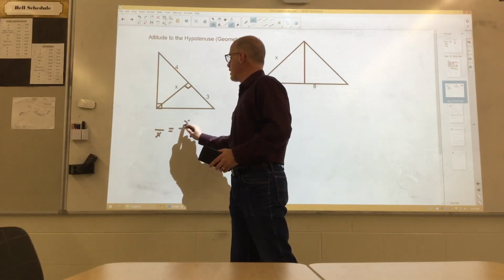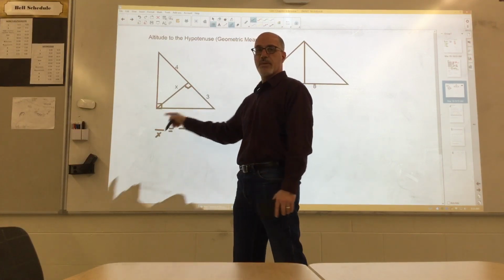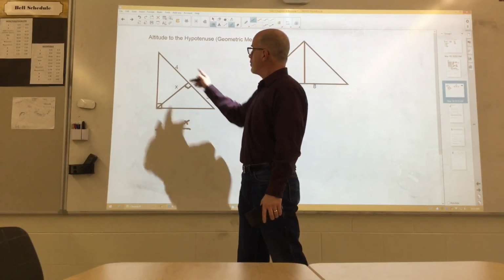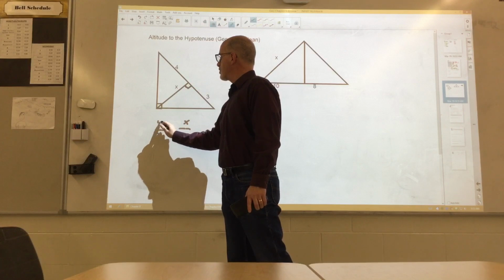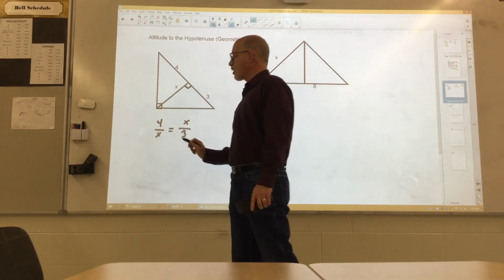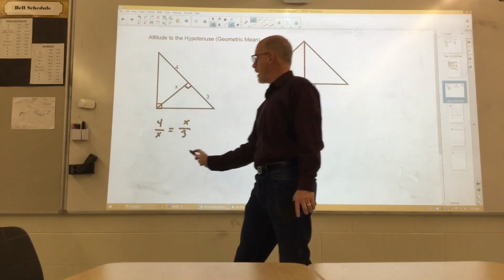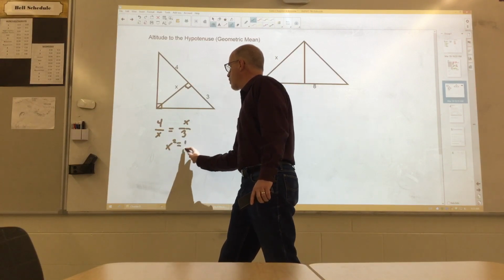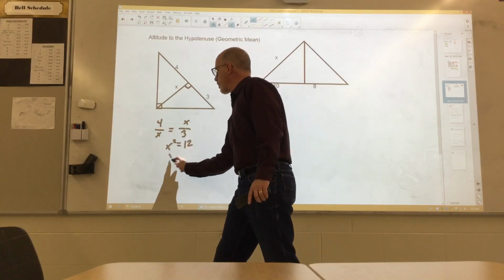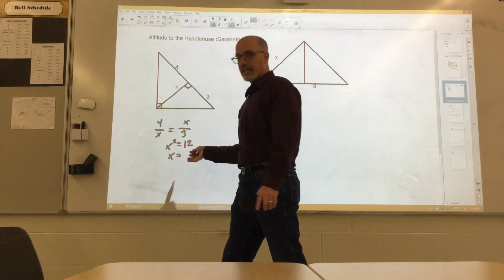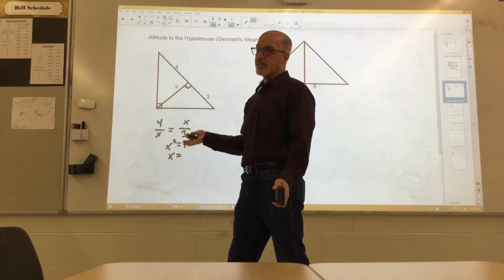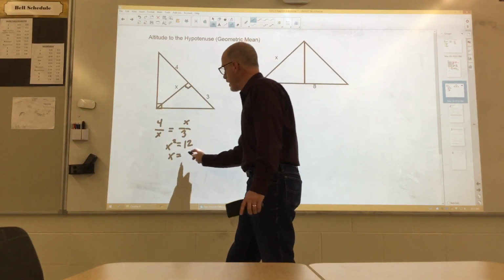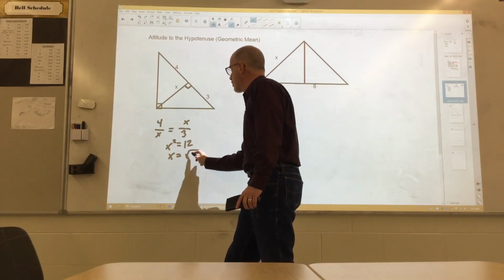Remember, geometric mean means it goes in both of these spots in your proportion. Then we set the two split sides in the other two spots. We do our cross multiplication. So x times x is x squared equals 12. Now we take the square root of both sides. Technically you should get a plus or minus, but since it's the side of a figure, we don't need the minus, so we're going to just do the square root of 12.